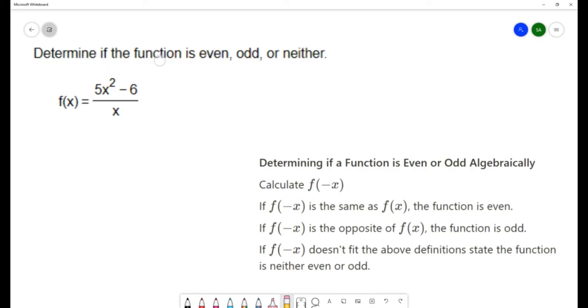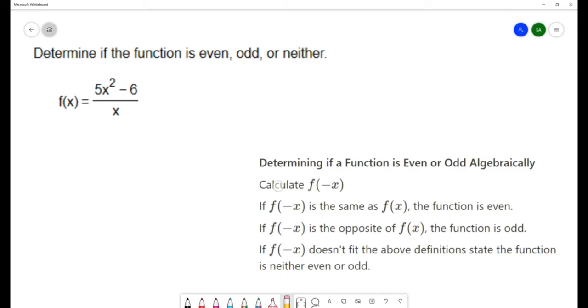Determine if the function is even, odd, or neither. And we have f of x equals 5x squared minus 6 over x. So I've brought this in from our notes, which is some instructions I gave you on how you can determine if a function is even or odd algebraically.